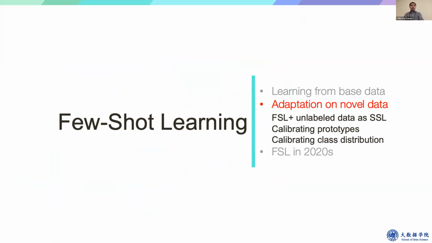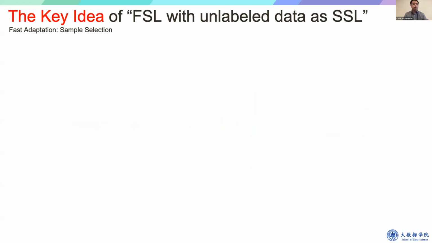Now we turn our attention to the adaptation of novel data, and discuss strategies for enhancing adaptation from a statistical perspective. Specifically, we first discussed how to achieve semi-supervised few-shot learning in a safe way when we have access to unlabeled novel data. Then we discussed how to calibrate the prediction of few-shot learning models from prototype and distribution perspectives.